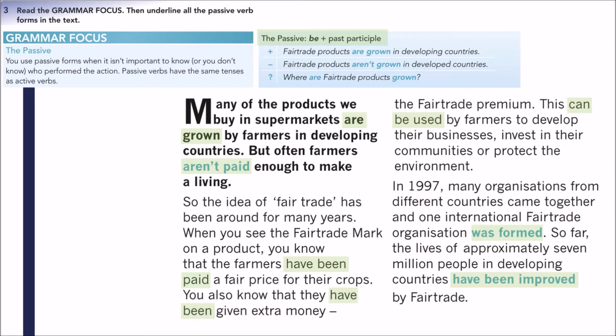And in the last paragraph, we also have an example of the passive voice in the past tense. The passive voice is not about tenses, but it's more about how you structure your sentences. If you want to start with the performer of the action, then you use the active voice. If you want to highlight what's been done to something and you want to start the sentence with the object, then you would use the passive voice.